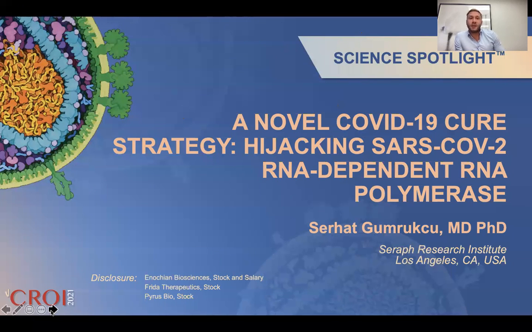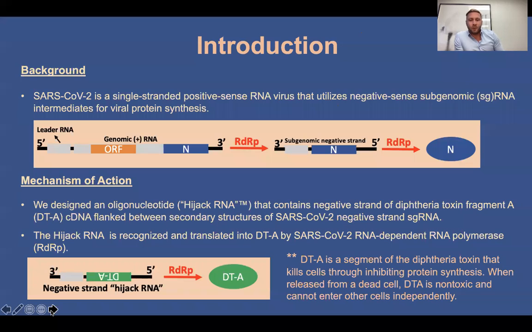A novel COVID-19 cure strategy: hijacking SARS-CoV-2 RNA-dependent RNA polymerase. As you know, SARS-CoV-2 is a single-stranded positive RNA virus that utilizes negative-sense subgenomic RNA intermediates for its replication and viral protein synthesis. The image on top represents how nucleocapsid protein is produced by the RdRp using a negative strand subgenomic RNA as a template to make mRNAs.